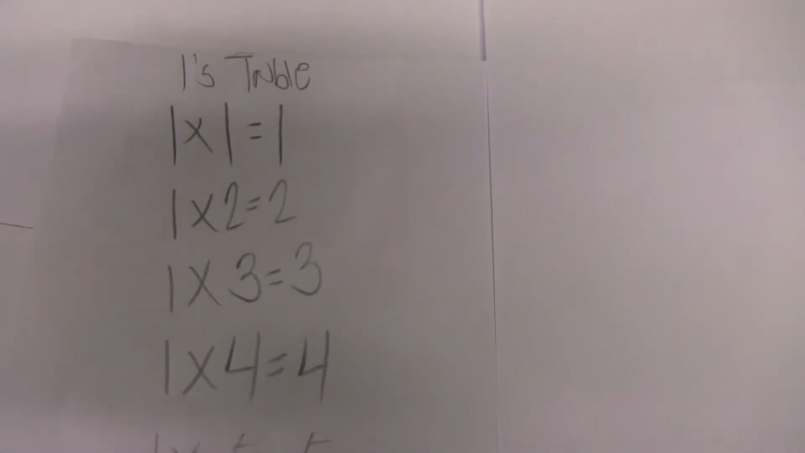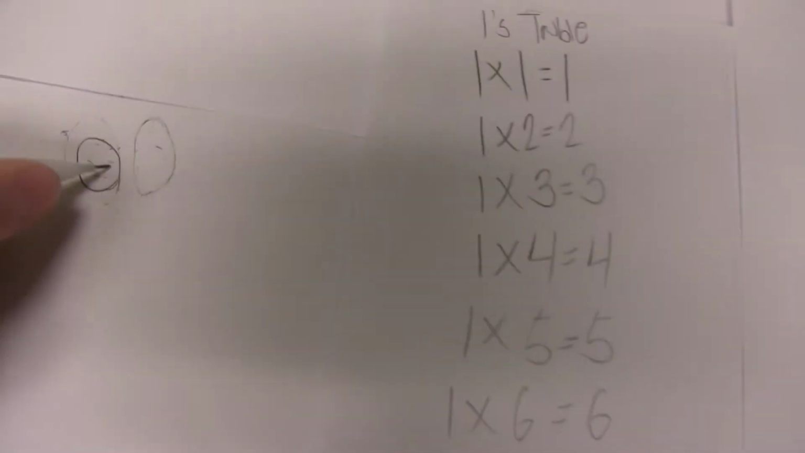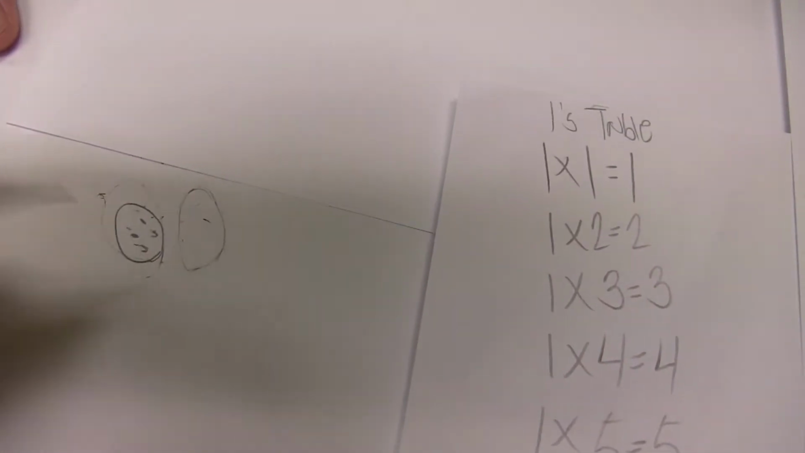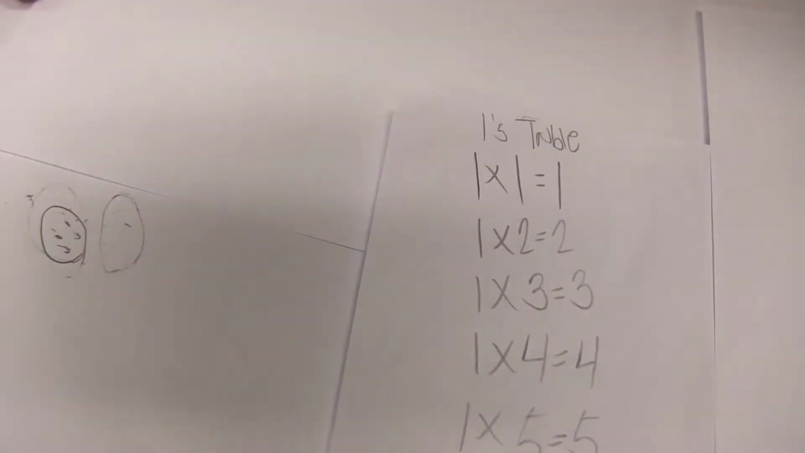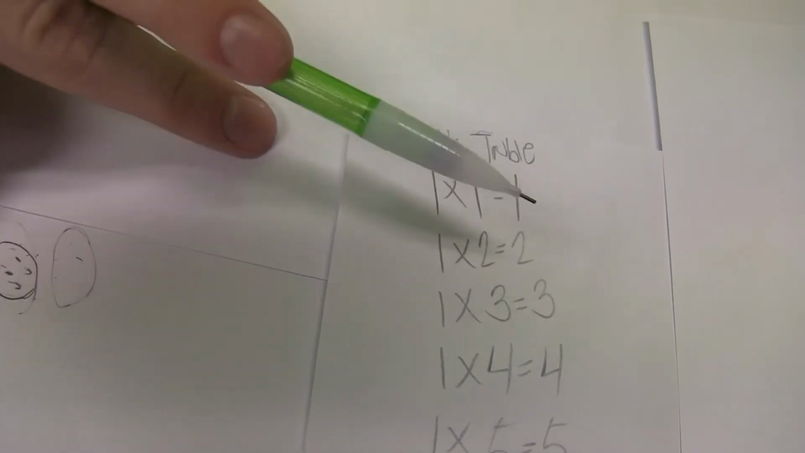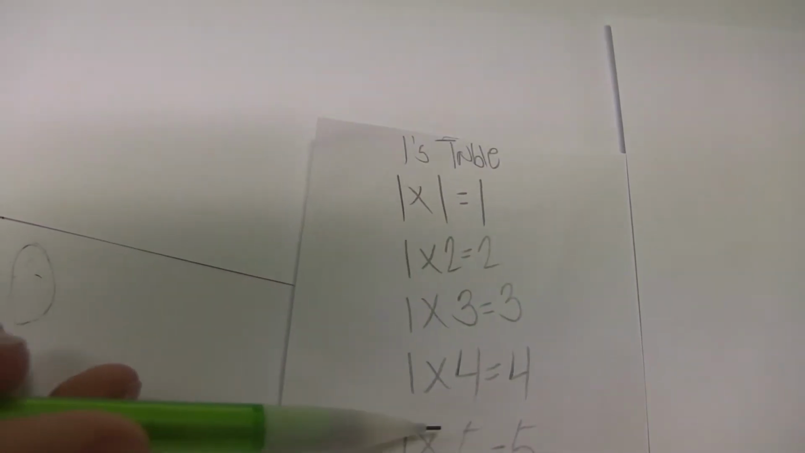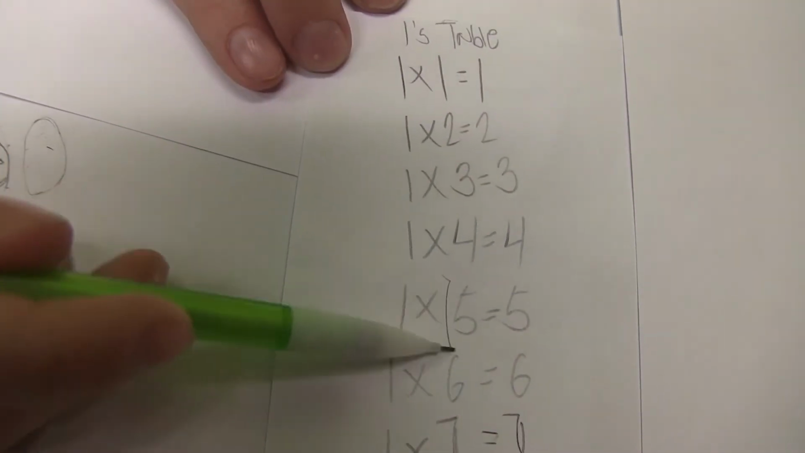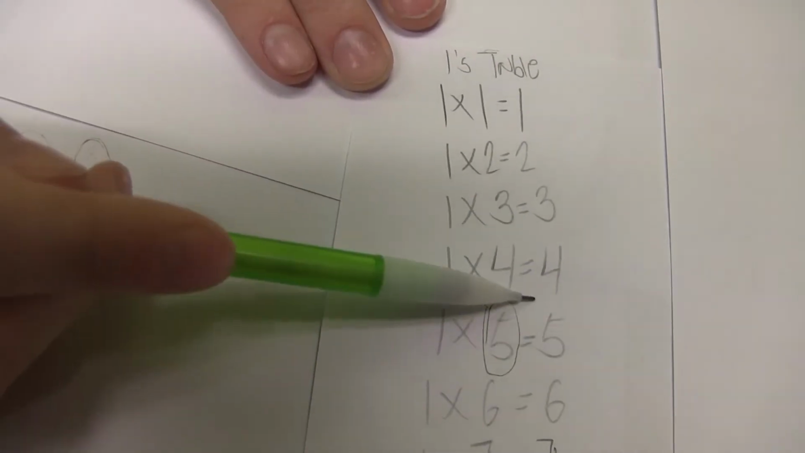1 times 2 equals 2. See here, because I have 1 cookie, and I have 1 row. And that means I have 1. And anything that is going to be times by 1 is going to be the number that it was times by. So for instance, if I do 1 times 5, the answer is going to be 5.